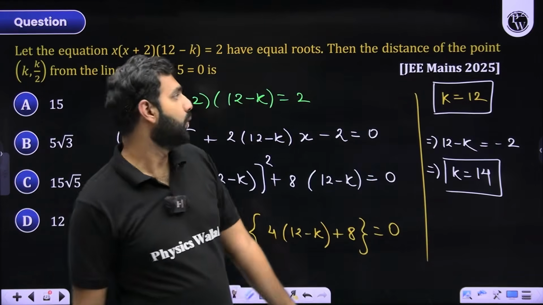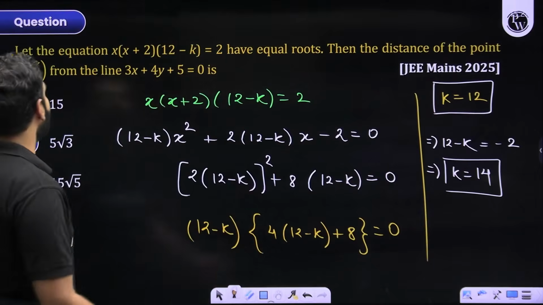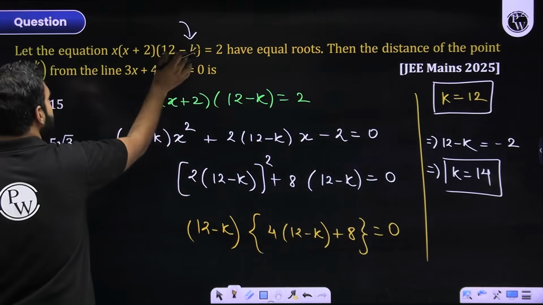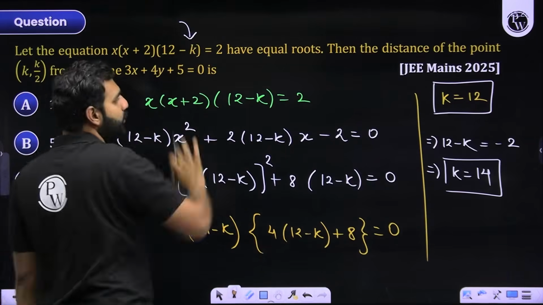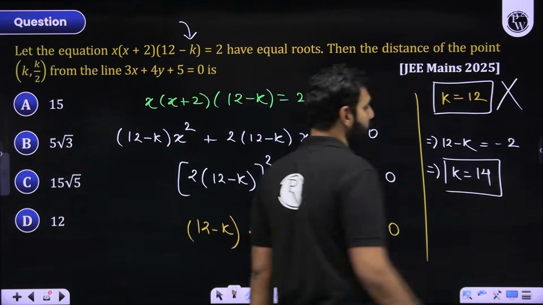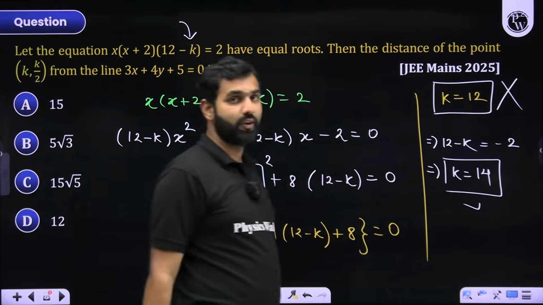But what's wrong with 12 or 14, or either of them? Let's say I try 12. So when I put 12 instead of k, 12 minus 12 is 0, 0 into anything is 0, and that is equal to 2. Well, that cannot be true. So can I exclude this possibility? I'm left with only one possibility, which is 14. So we have gotten the value of k, which is 14.